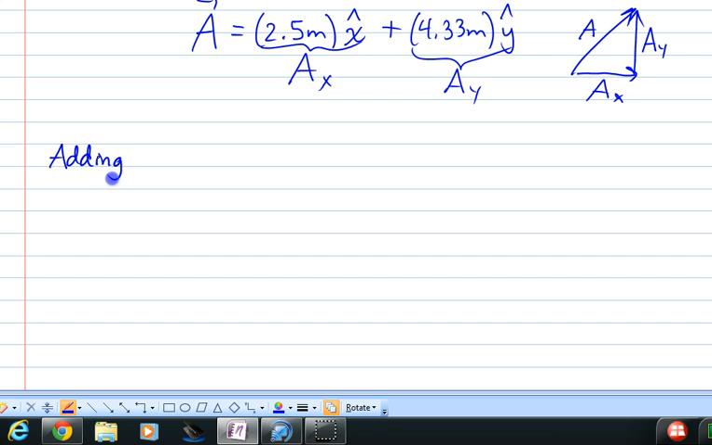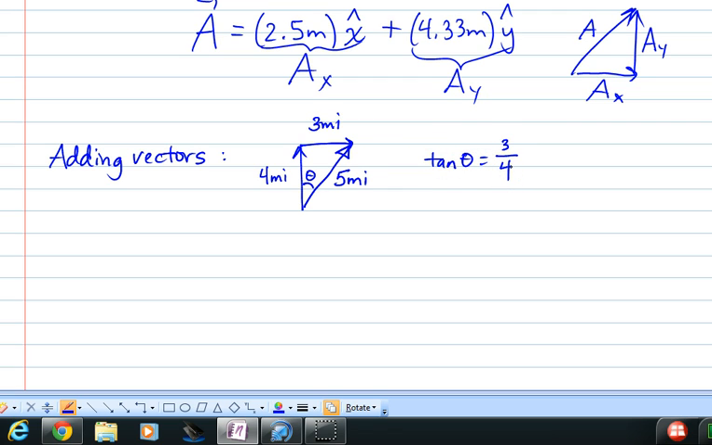And adding vectors is not like adding scalars. For example, if I have a displacement of 4 miles north and a displacement of 3 miles east, I think everyone can figure out pretty easily that my total displacement is 5 miles at some angle that I can calculate because the tangent of that angle is opposite over adjacent. Okay, so I think that's like 37 degrees for a 3, 4, 5.